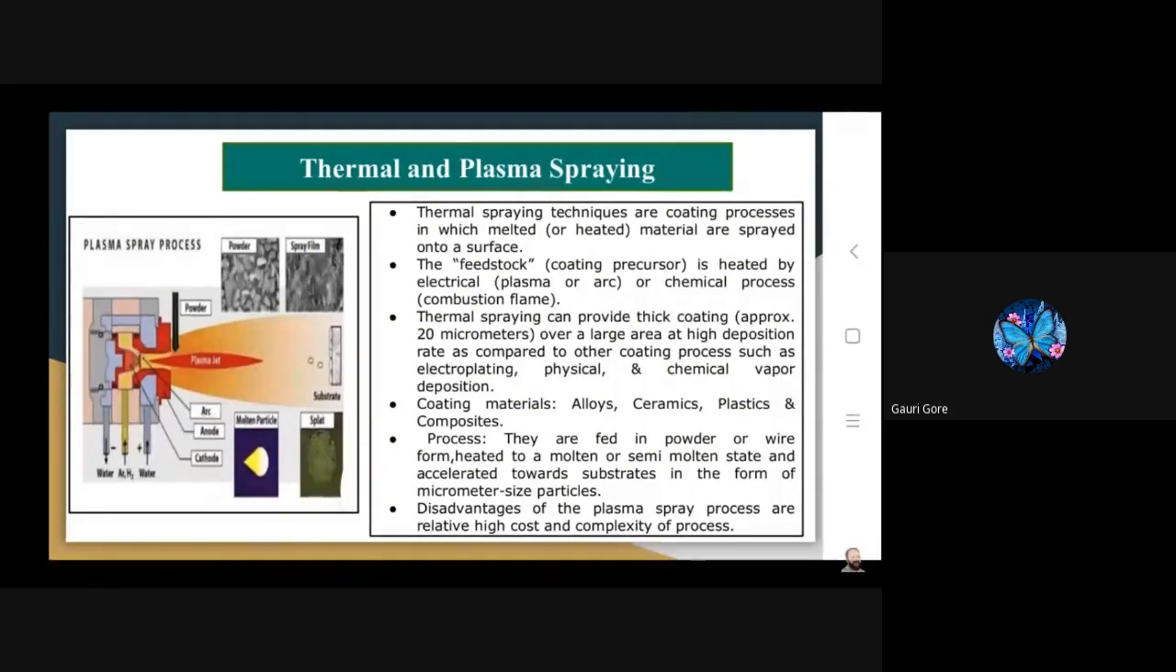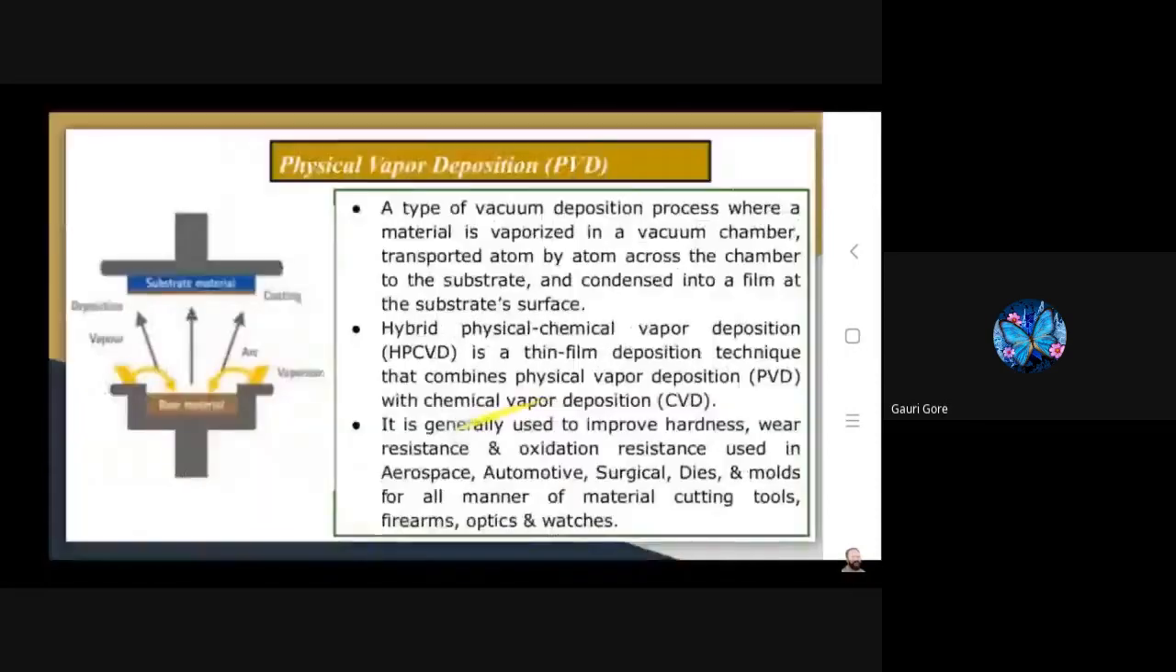Look at this diagram, which gives some idea about thermal and plasma spraying. The disadvantages of the plasma spray process are the relatively high cost and complexity of the process. This is the overview. Now second is physical vapor deposition, PVD. This is a type of vacuum deposition process where the material is vaporized in a vacuum chamber and transported atom by atom across the chamber to the substrate and condensed into a film on the substrate surface.